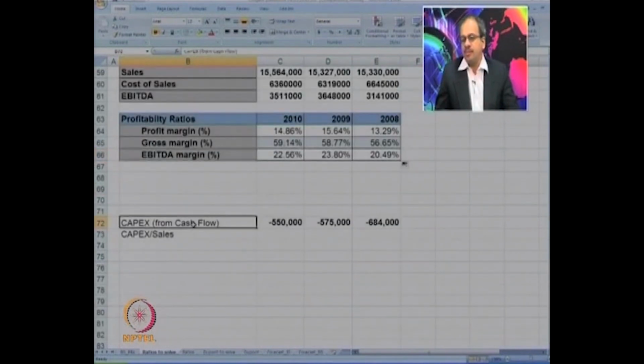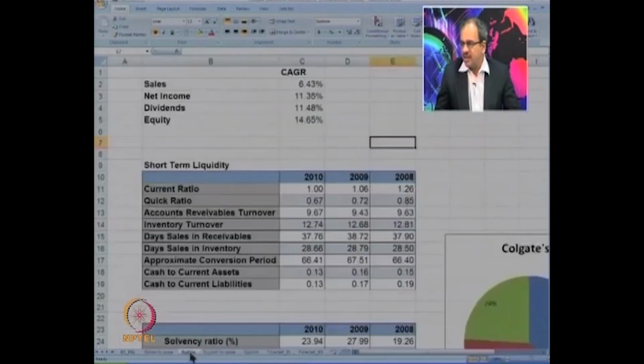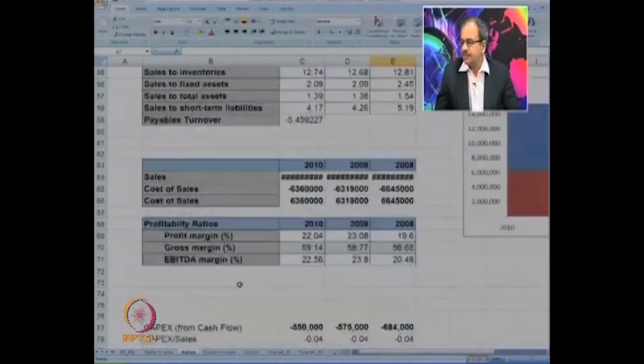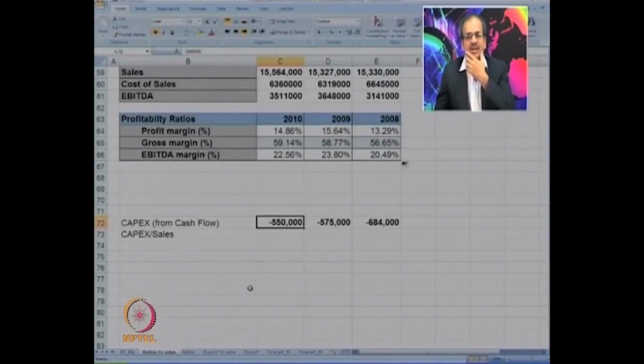Now, let us try to do one more ratio, that is known as the capex to sales ratio. For that you need to know capex, that is capital expenditure, which is available from the cash flow statement. We have already brought it here, and I think the cash flow statement is not available here, but we have tried to bring the capex. And it is in the negative for the company. We will try to divide it by sales.